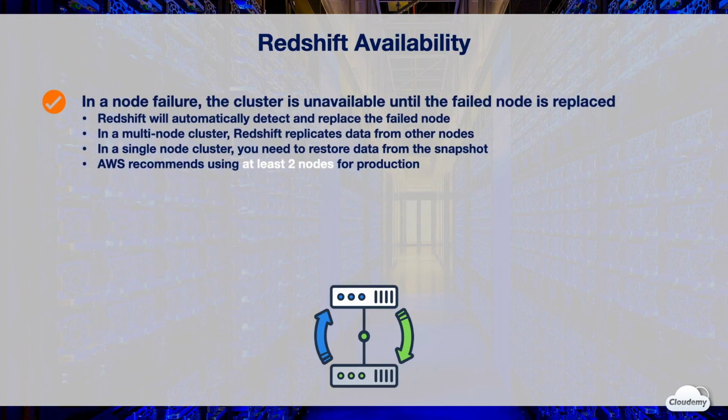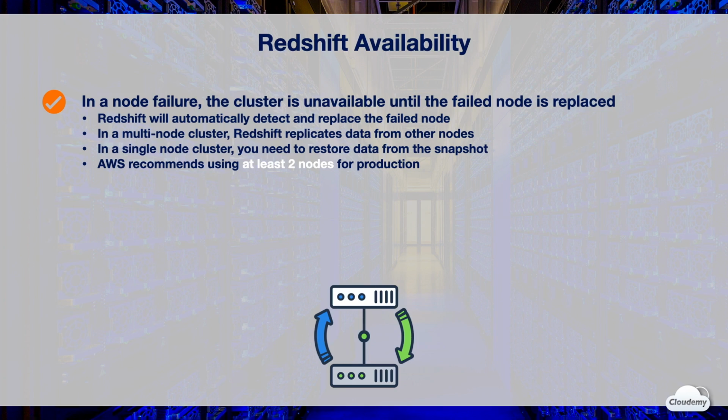If a node fails in your Redshift cluster, Redshift will automatically detect and replace the failed node. In the event of a node failure, the cluster will be unavailable for queries and updates until a replacement node is provisioned and added to the cluster. In a multi-node cluster, as soon as the replacement node is provisioned, data is replicated to the new node from other nodes in the same cluster.